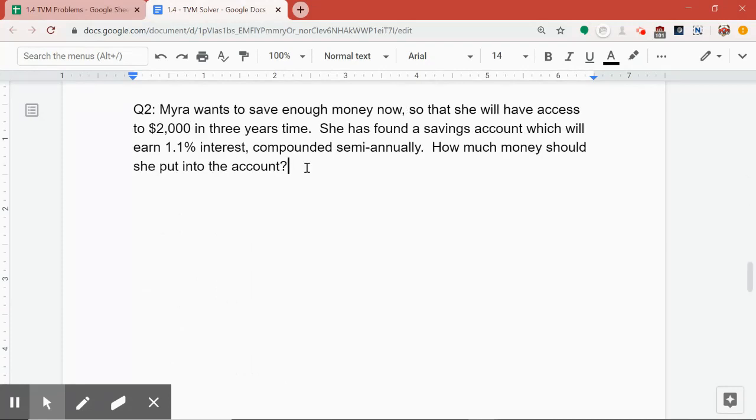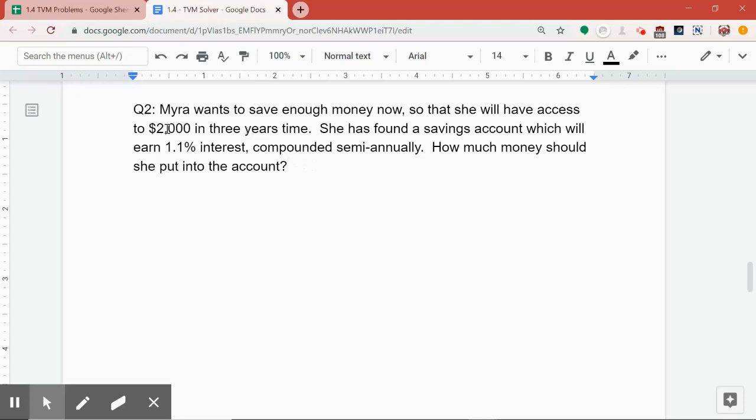Question 2. We have Myra who wants to save money now so that in 3 years' time, she'll have $2,000. She has a savings account which earns 1.1% interest, compounded semi-annually. How much money should she put into the account? So this time we know the future value, and we're trying to determine what the present value is going to be. Okay, let's see how we can use our TVM solver to help us solve this.